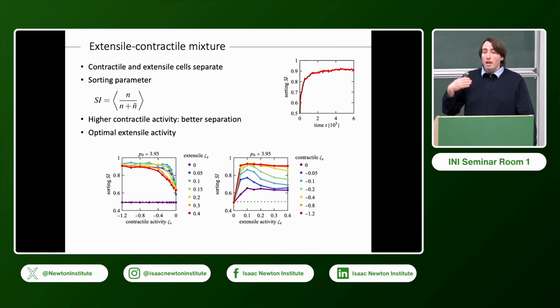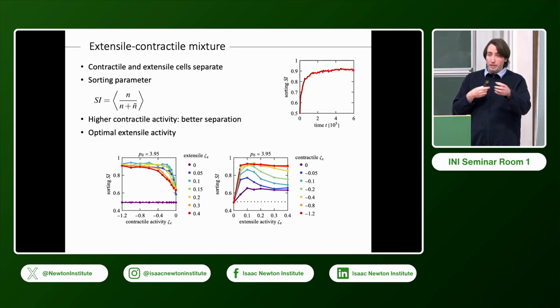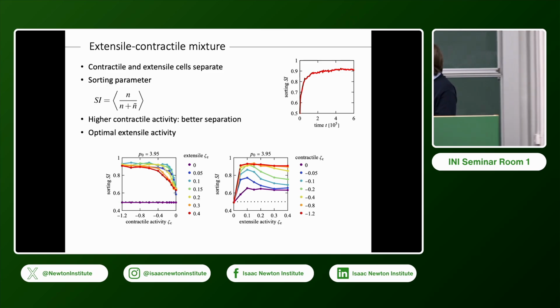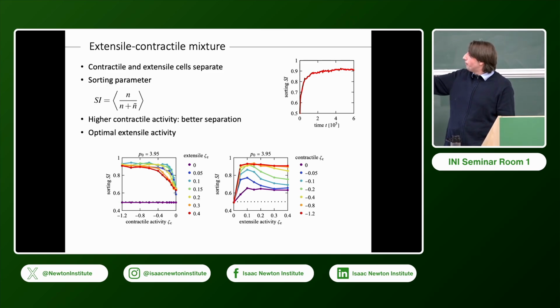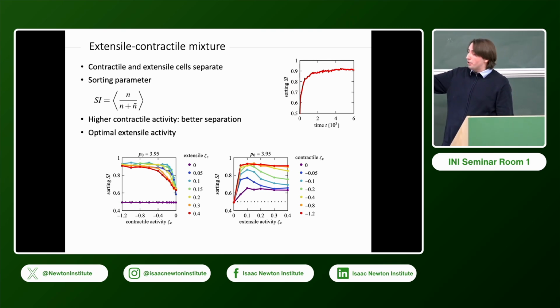This is essentially because the extensile cells are motile and the contractile cells are not. So if there's nothing moving them around, it just has no way of sorting. But as you increase the extensile activity, there's an optimal value past which increasing it further actually starts to adversely affect your phase separation.